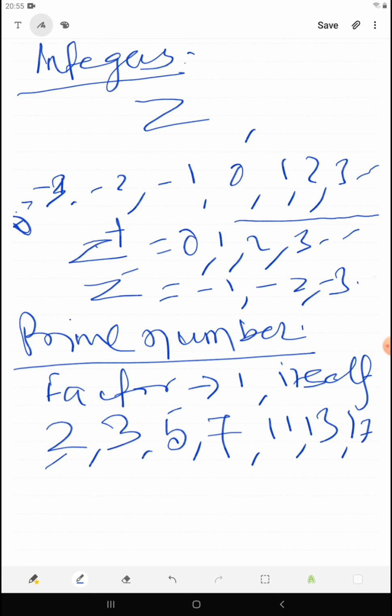Then comes, other than prime numbers, composite numbers. So what is a composite number?